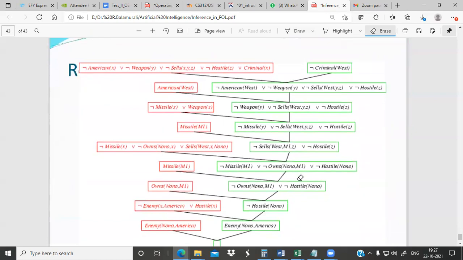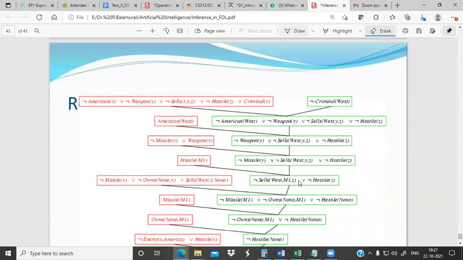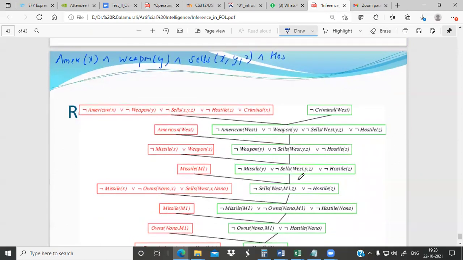So if you see our example, let us see how the example we have discussed can be proved using resolution. This is our original statement: American of x and weapon of y and sells of x comma y comma z and hostile of z implies criminal of x.